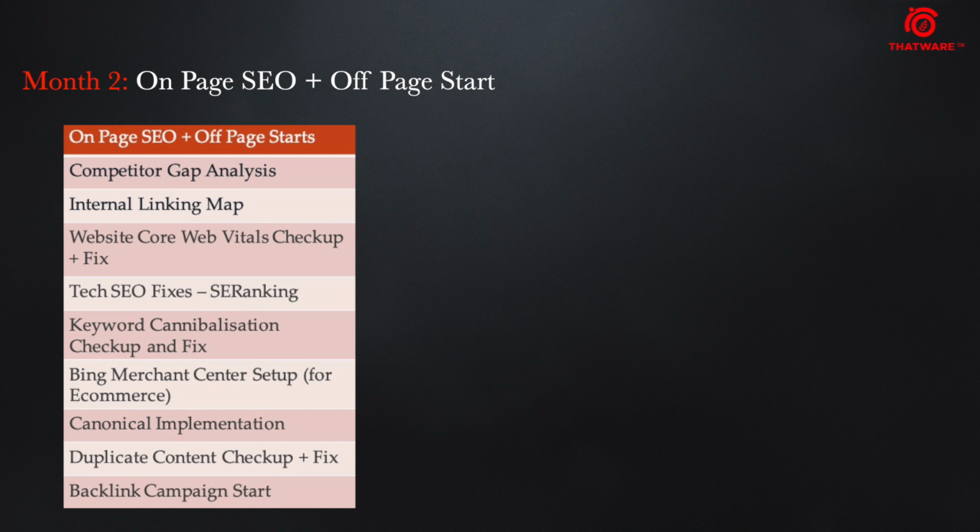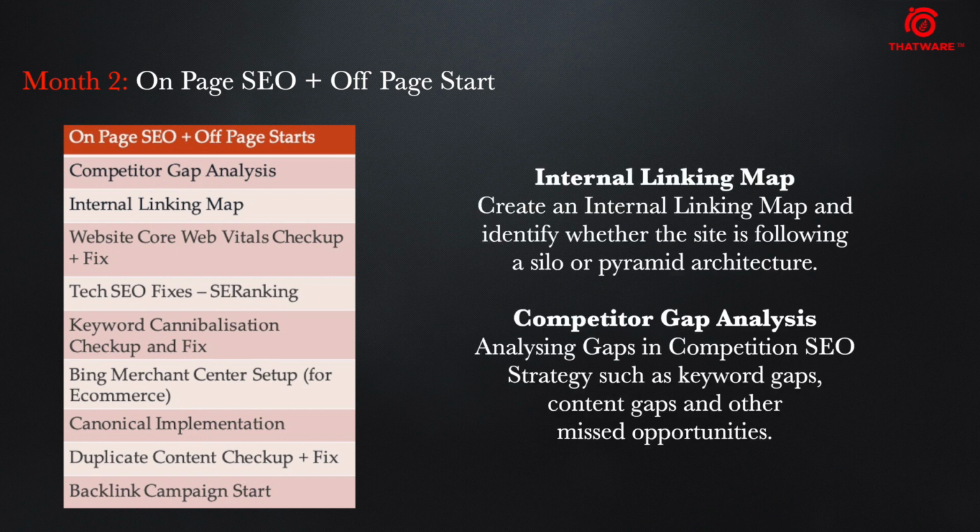Moving into month 2, as you can see from the screen, it's mostly about the competitor gap analysis and internal linking. You need to make sure that the internal linking is very proper. You identify essential gap opportunities from the competitor and make those a list, and then utilize a SWOT, or strength, weakness, opportunity and threat strategy, to make sure that you are on top of your competitors.